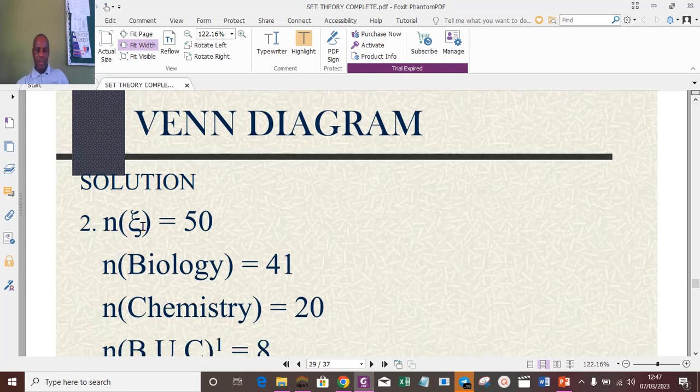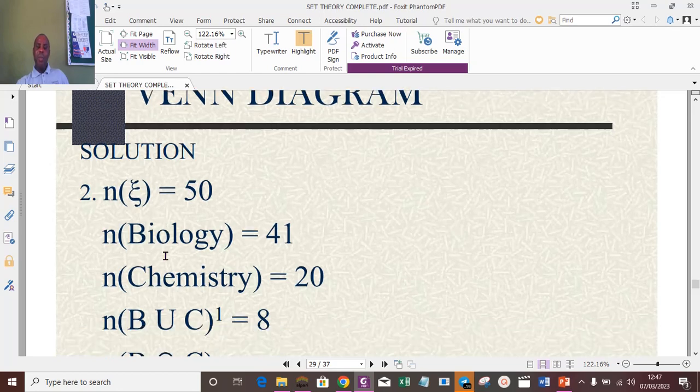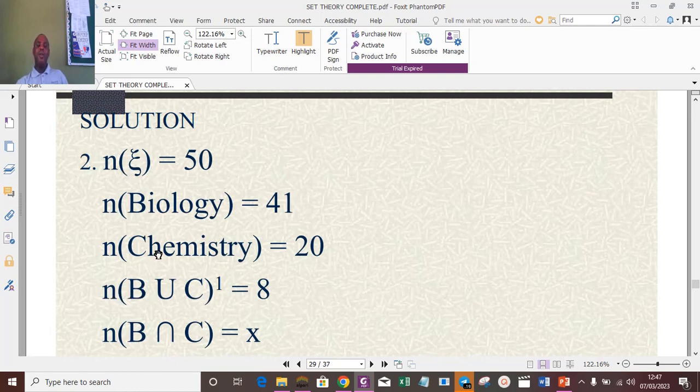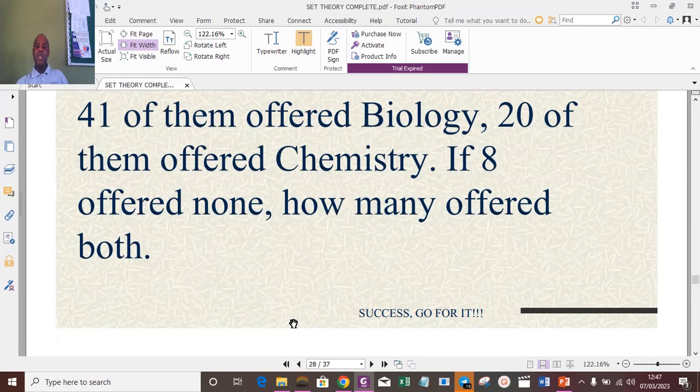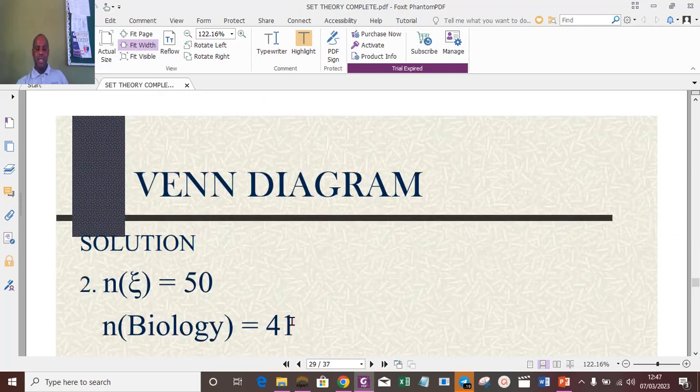50 of them in a class, that is the universal set. All of them offering biology, not biology only, can be biology only and biology and chemistry, all of them offering biology, they are 41. Then all of them offering chemistry, not chemistry only, chemistry can be chemistry and biology, but all chemistry, they are 20. So all of them not offering biology and chemistry, they are 8. Now the question says, what is the number of those offering both subjects? Now look at this.